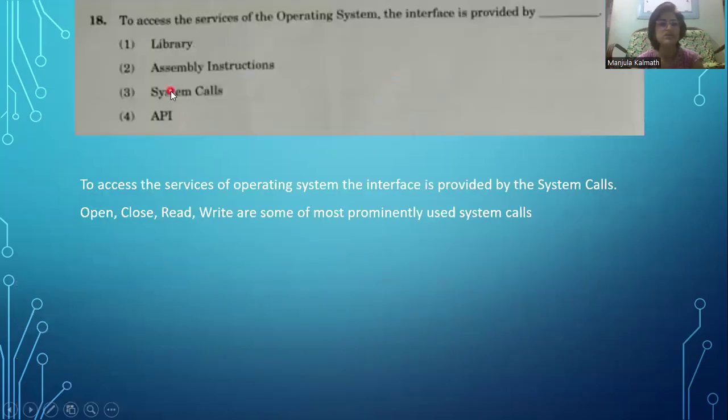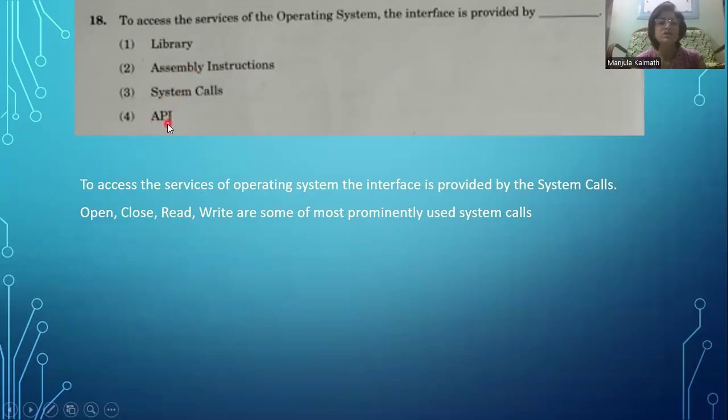The next question is, to access the services of the operating system, the interface is provided by library, assembly instructions, system calls, and API. So here, a library is a huge collection of programs. It cannot be an interface. And like that, assembly instructions are nothing but those which convert the high level language to the assembly language. It is a middle level language in which we use symbolic statements. Those are called assembly instructions.